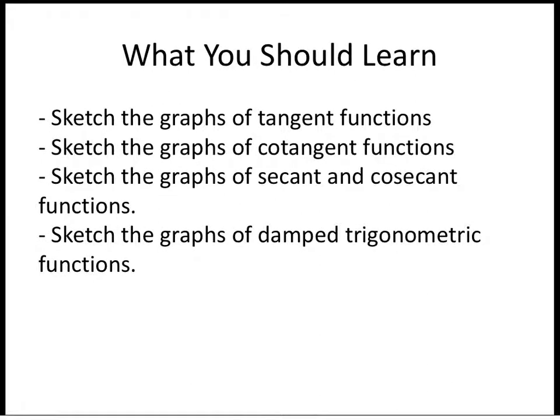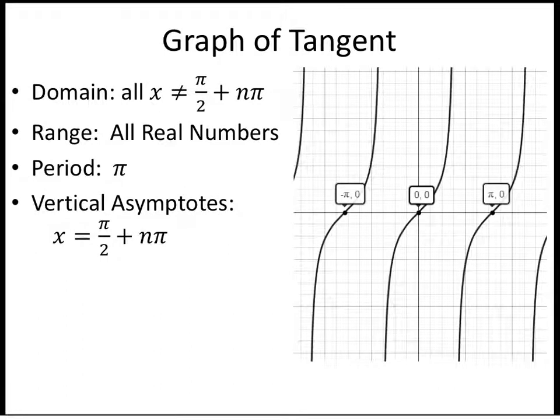So we have tangent, cotangent, secant, and cosecant, and after we learn how to graph all of those, we'll talk about how to graph damped trigonometric functions. These are trigonometric functions that are influenced by other functions. So we'll talk about that at the very end. Let's first talk about the graph of tangent.